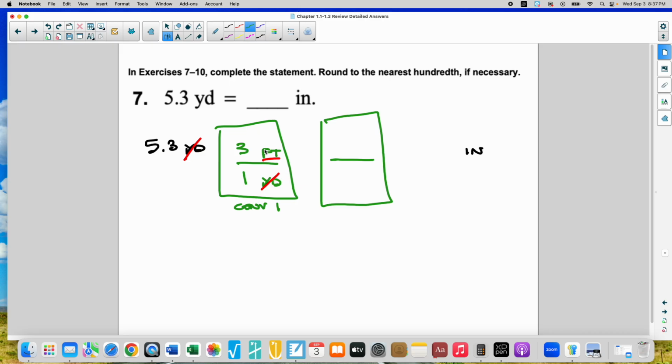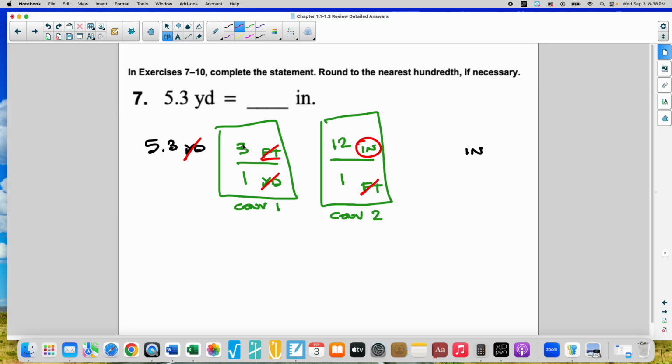I'm in feet. So in my second conversion box, I got to get rid of this feet. This feet is in the numerator. What's going to get rid of feet in the denominator? Do I know feet to inches? Yes, I do. I know that there are 12 inches in 1 foot. So now the feet have canceled, and I'm left with inches, which is what I want.